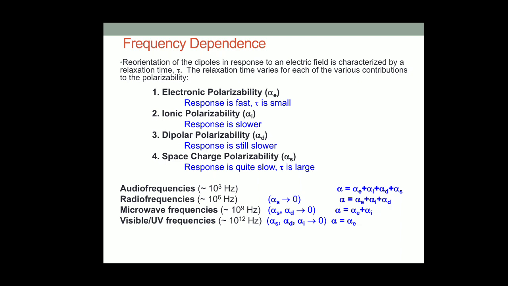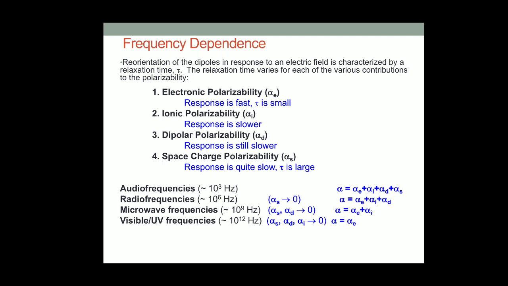And the next one is space charge polarizability. The response is quite slow and the relaxation time is very large because in this case the ions have to diffuse over several interatomic distances. So this process occurs at very low frequencies, in the order of 10^2 Hz. So we observed that at low frequencies, less than 10^3 Hz, all the polarizations exist. Therefore the total polarization has the maximum value.